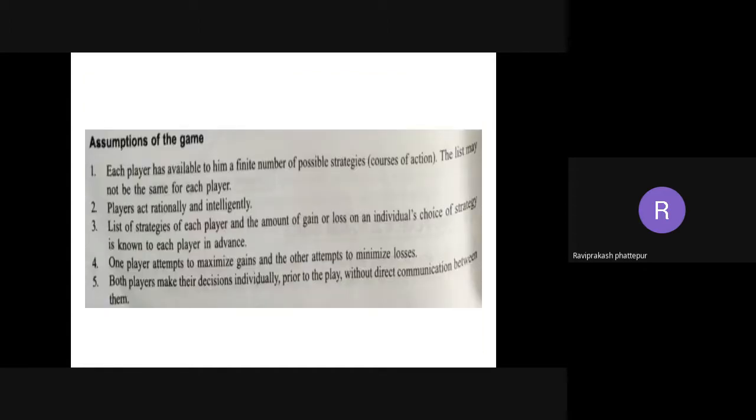Then the assumptions. We have seen that both players should have a finite number of possibilities, and the number of situations for A may not be equal to the number of situations for B. They will be taking rational decisions. The list of strategies for each player and the gains and losses are known in advance before starting the game. One player attempts to maximize the gains, and the other attempts to minimize the losses. Both players make decisions individually prior to the play without direct communication between them. So what strategy they want to take, they will not tell each other.